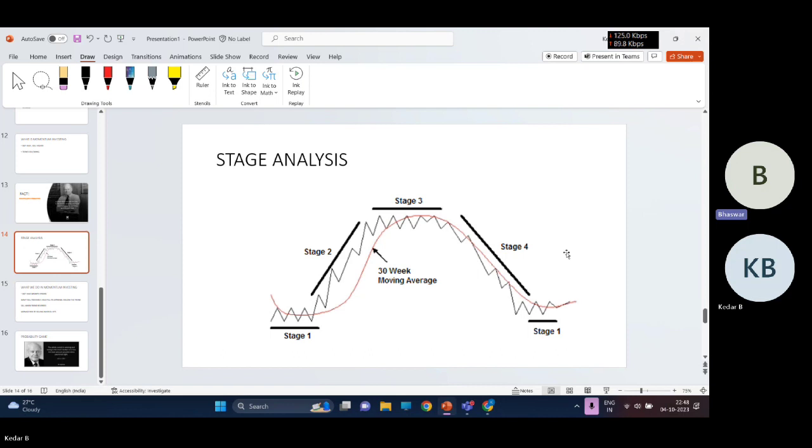So I was wondering about Yes Bank or similar stocks that you showed, which completed their journey from stage one to stage two to stage three, stage four, and are now at stage one again. Will you ever buy these stocks again if they show signs of moving into stage two?